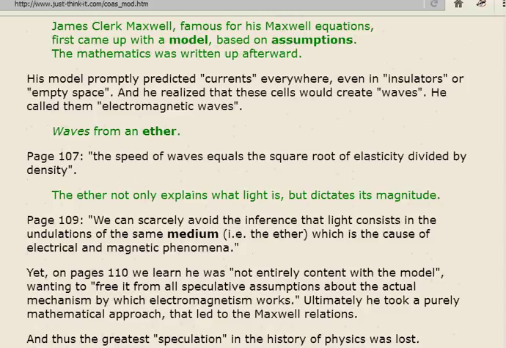Page 109, we can scarcely avoid the inference that light consists in the undulations of the same medium, i.e. the ether, which is the cause of electrical and magnetic phenomena. Yet, on page 110, we learn he was not entirely content with the model, wanting to free it from all speculative assumptions about the actual mechanism by which electromagnetism works. Ultimately, he took a purely mathematical approach that led to the Maxwell relations. And thus, the greatest speculation in the history of physics was lost. Quel nightmare!